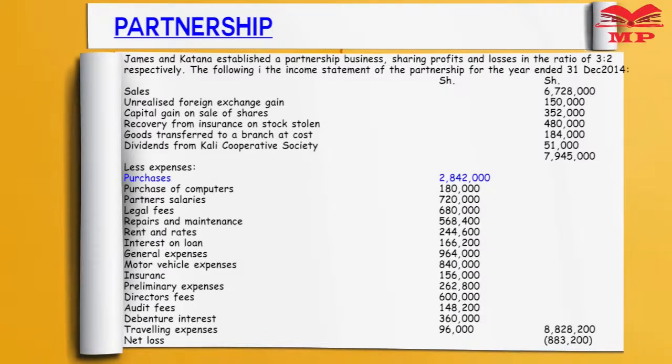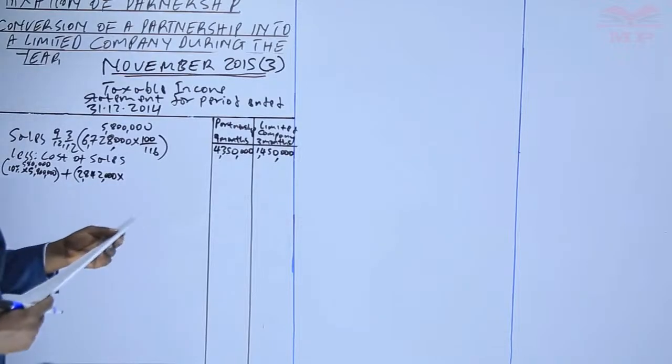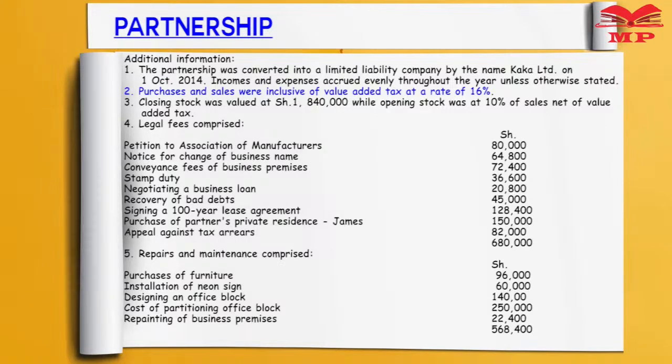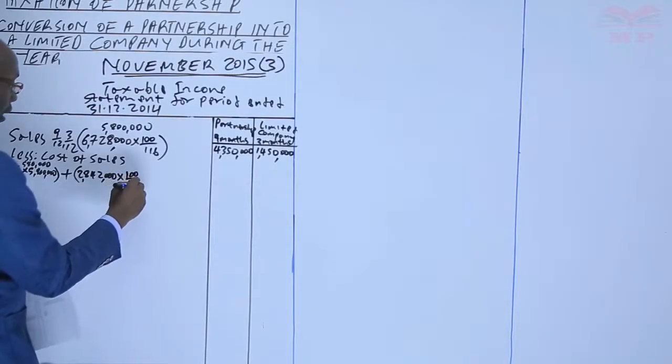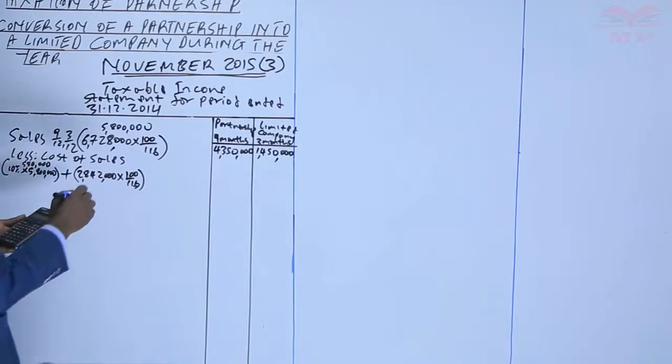And then we add the purchases. The purchases is in the income statement, the first expense actually, 2,842,000. But we are told this one as well, in additional information number 2, it had the VAT. So we must exclude the VAT. We do the same we did with the sales, so times 100 over 116. Let us get how much that is. 2,842,000 times 100 divided by 116 gives us 2,450,000.